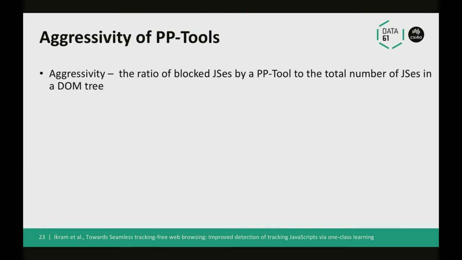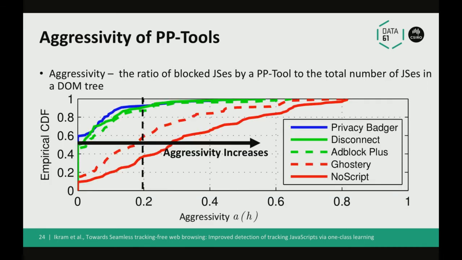So let's look into the analysis of privacy-preserving tools. First, we look into the aggressivity of privacy-preserving tools, which we define as the ratio of JavaScripts blocked by a privacy-preserving tool to the total number of JavaScripts in the DOM tree. Here we can see that the aggressivity increases from left to right, and NoScript in this case is the most aggressive one, while Privacy Badger and Disconnect are the less aggressive of the PPT tools.